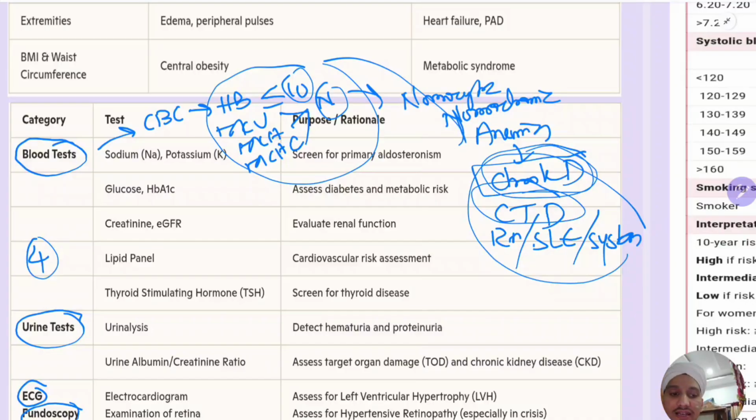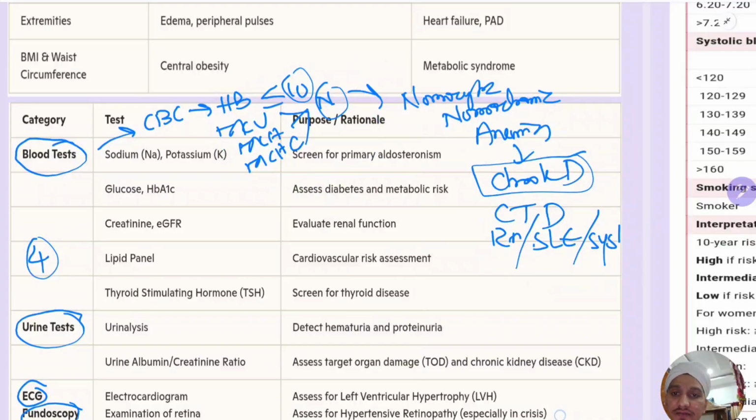Okay, what will be the next thing? Next you send for glucose to assess diabetes and metabolic risk. Some patients may have pre-diabetes, they will not have diabetes, so they may have metabolic syndrome. Okay, you see creatinine and eGFR to evaluate renal function. Then you send for lipid panel, both to know the metabolic profile of the patient, and also to assess the cardiovascular risk.